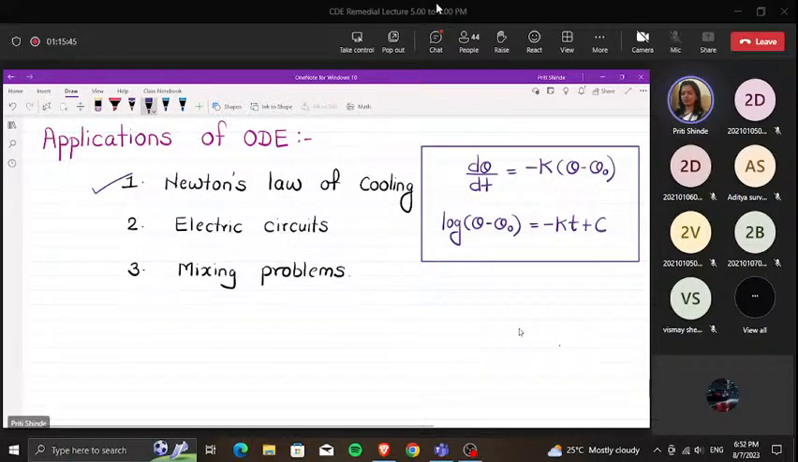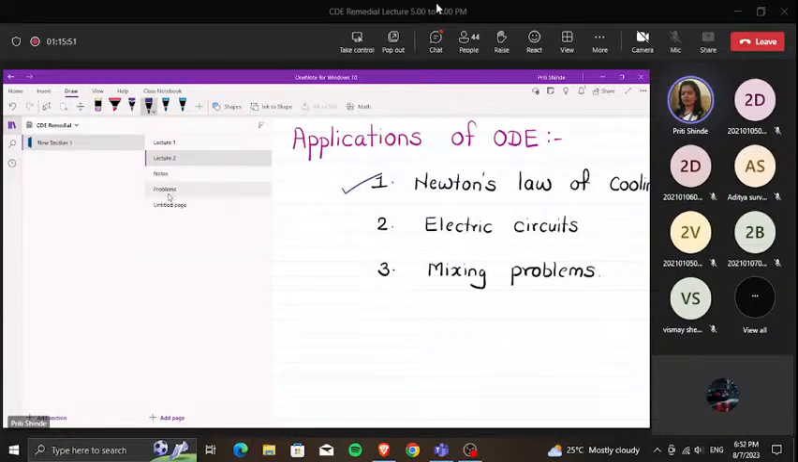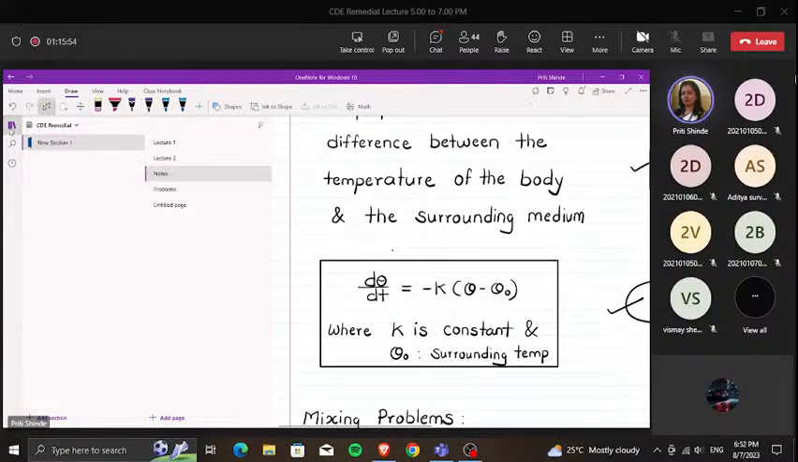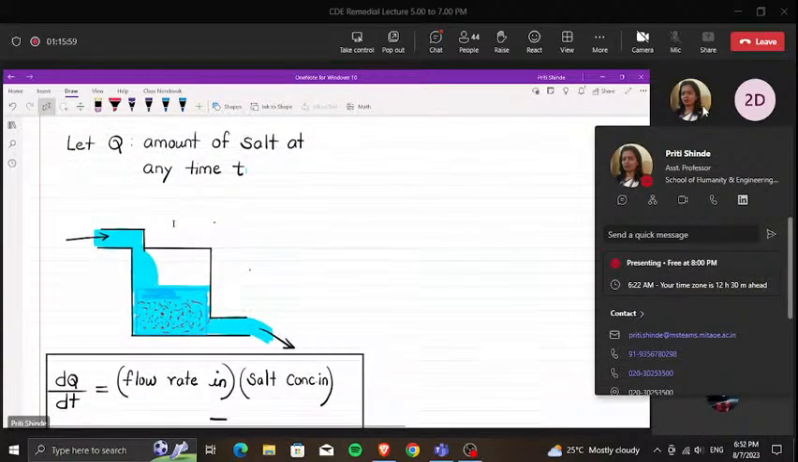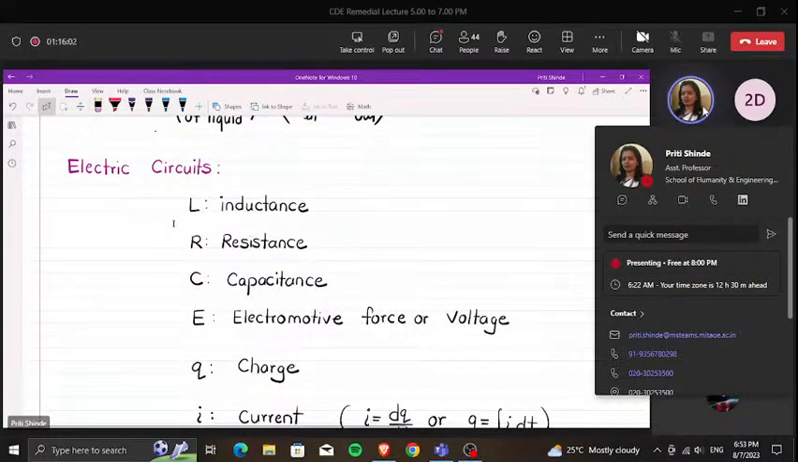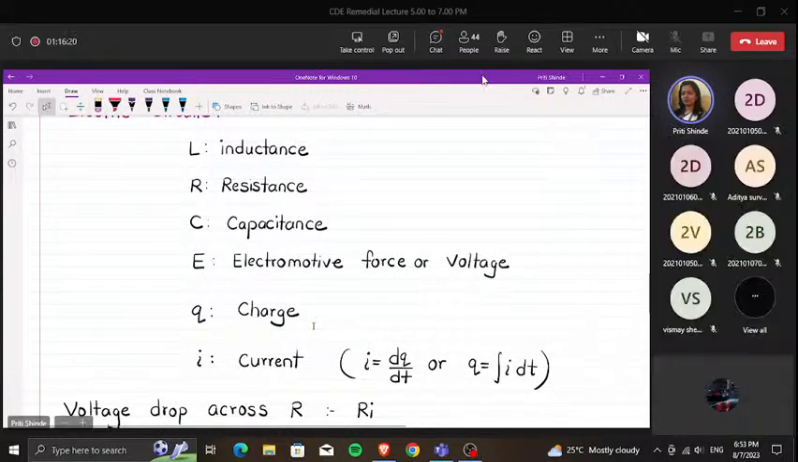Now the second application is electric circuits. So there are three types of electric circuits. Okay, I am going to take an example based on only one type. Let's revise first. Electric circuits. Already you are familiar with this notation. L denotes inductance, R denotes resistance, C denotes capacitance, E is electromotive force or voltage, Q denotes charge, and I denotes current. Relation between current and charge is I is dq by dt, or Q is integration of I dt.